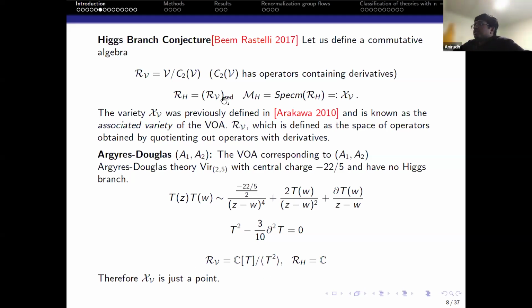And then the procedure also asks you to quotient out the nilpotence. So since t here squares to 0, it's nilpotent, and when you quotient it out, you are left with just C, and the associated spectrum of this thing is just a point, which is the same thing as saying there is no Higgs branch in this theory. So yeah, this is the very basic example that I wanted to share.